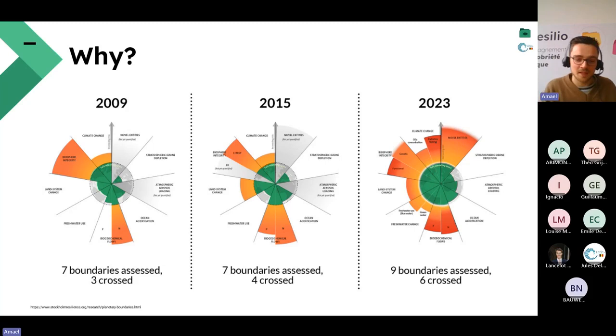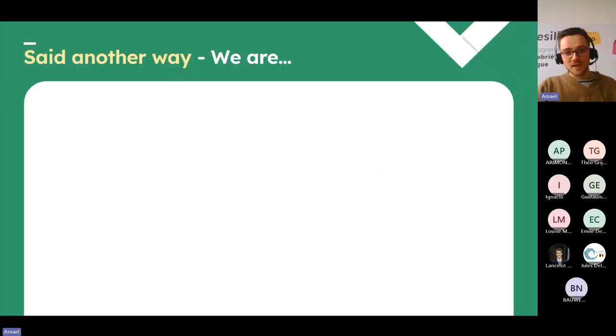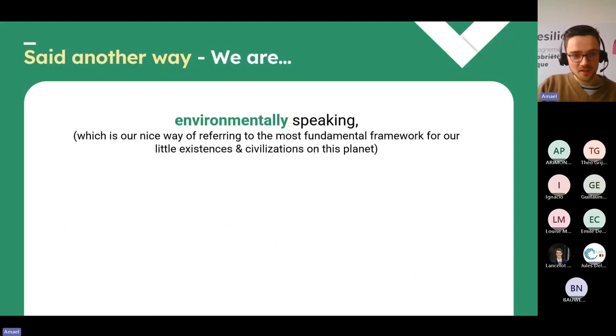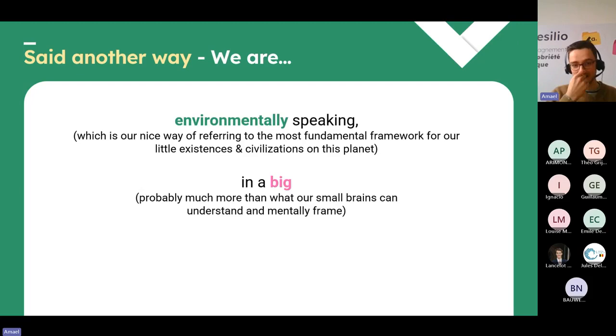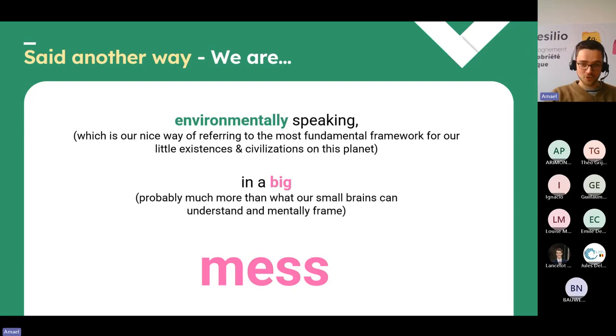Which is quite a huge problem. If I frame it another way, looking at the fundamental framework for our existence and life on this planet, we're environmentally speaking in a big, and when I say big, I mean really, really big, something that you and I can probably not frame in our small brains. We, environmentally speaking, are in a big mess. This is what's shown on the previous slide, and there is no comment to make on this. No matter what could happen on the other side of the Atlantic, we do have a huge problem.